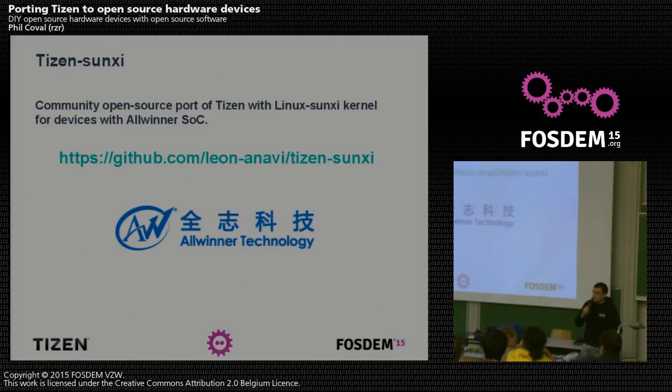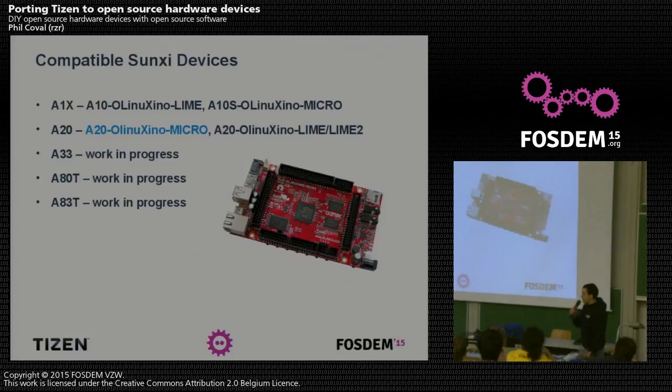Approximately a year and a half ago, I started my efforts to port Tizen to these types of devices. Today, with the assistance of Philippe, we have Tizen Common running on several devices. Here is the list of these devices. The A10 processors are single core system on a chip processors with Mali GPU. So the first board on which we ported Tizen was the A10S or Linuxino Micro. This system on a chip is already deprecated. So here is the list of the boards that we support.